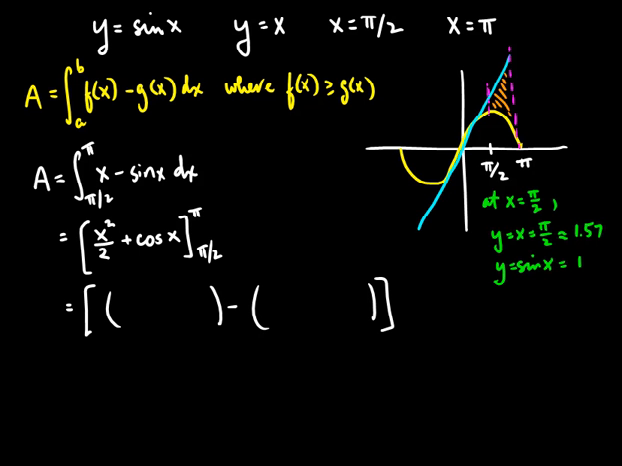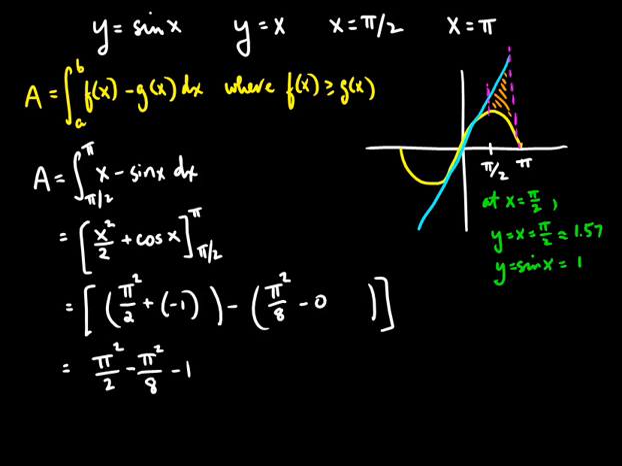Again, usually with these problems I'm going to set up my two sets of parentheses there. The first one is going to be the antiderivative evaluated at pi. The second one is going to be the antiderivative evaluated at pi over 2. So x squared over 2 is going to give us pi squared over 2. Cosine of pi is negative 1. Pi over 2 squared is going to give me pi squared over 4, and over 2 is going to give me pi squared over 8, whereas cosine of pi over 2 is 0.